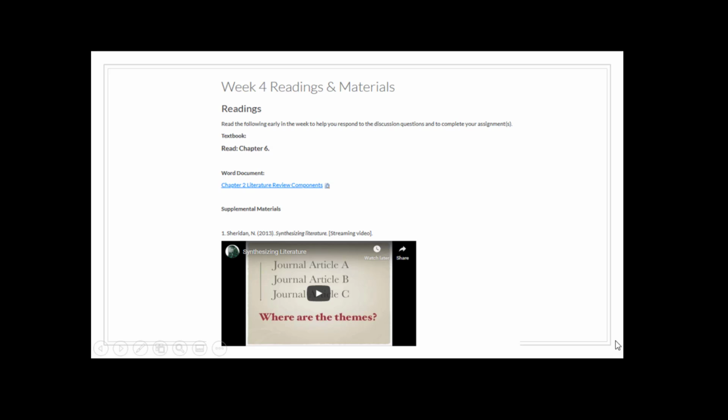So your week 4 readings, chapter 6 talks about how do you write that chapter 2. Okay, and this is also then a resource I put in there about what I'll be looking for in your chapter 2. And this is a video that talks about how do you select and develop your themes for the 3 components, the 3 parts of chapter 2.